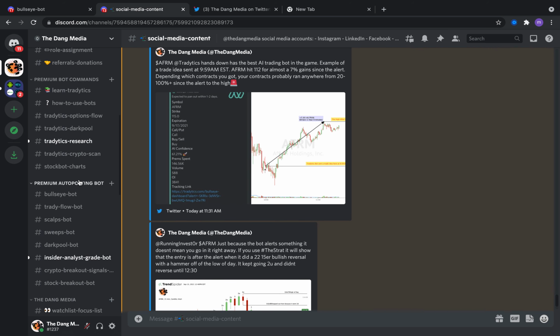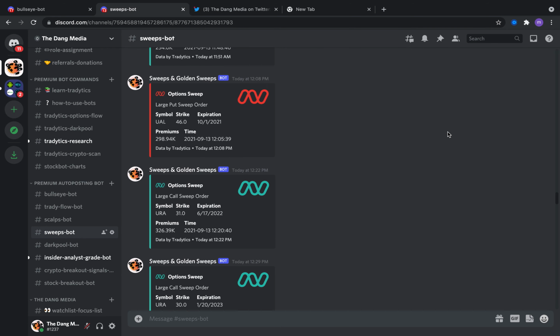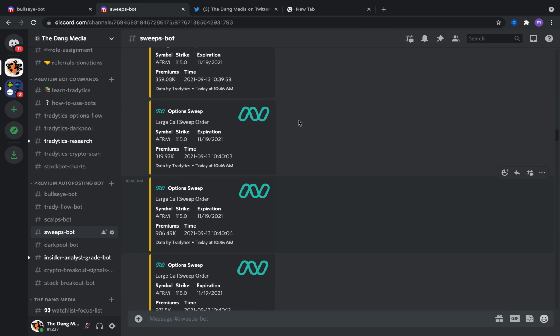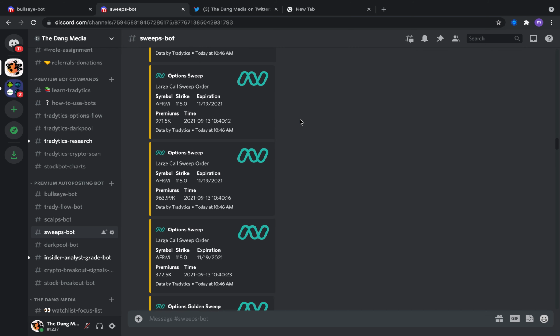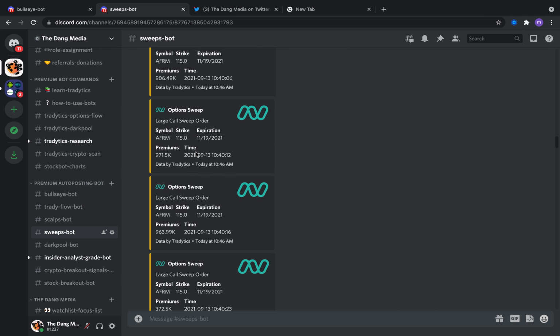And then if you also look at, I believe it was sweeps, there were golden sweeps or large call sweeps. Yep, there were golden sweeps on Affirm. So they were right here, 3.3 million in premiums on a 115 strike. And this was a call. Anything that's a golden sweep means the premiums are over 1 million. So this one isn't a golden sweep. It'll say golden sweep on there, but this was a large call order.